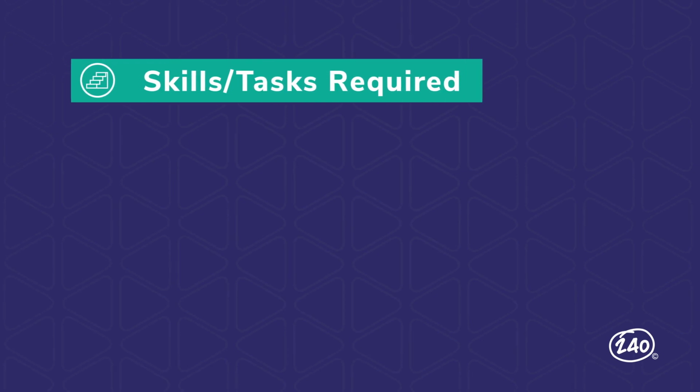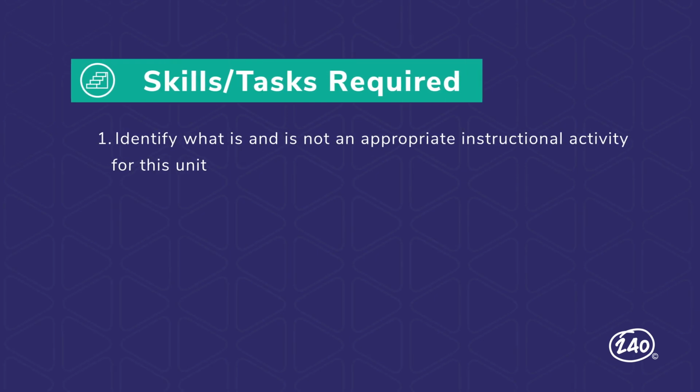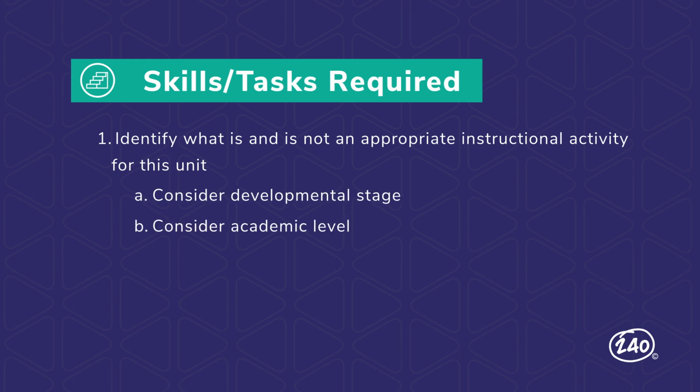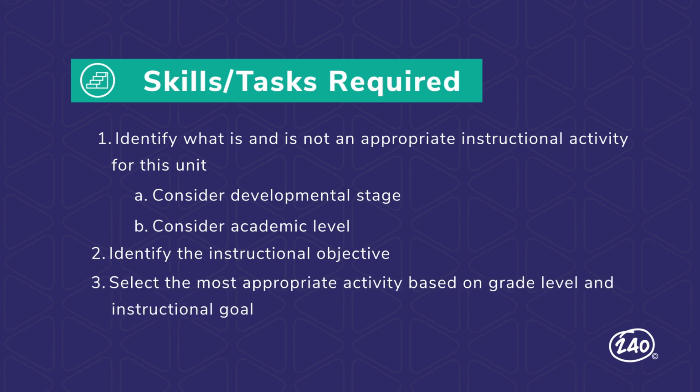Let's break down those skills. First, you need to understand what might be appropriate for a 6th grade unit on personal finance and budgeting. Again, that requires you to think about both the developmental and academic level, alongside the social studies content itself. Then you need to identify the instructional objective provided in the question. And finally, you will select the most appropriate activity based on the student's grade level and stated instructional objective. Let's apply those skills and choose the best answer.